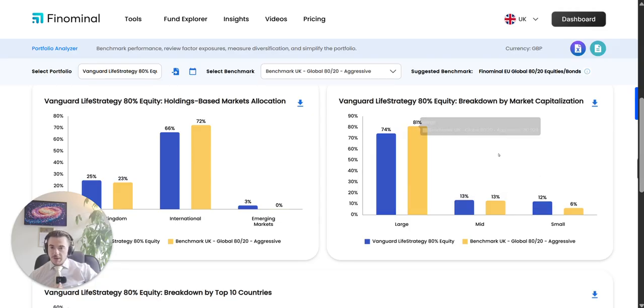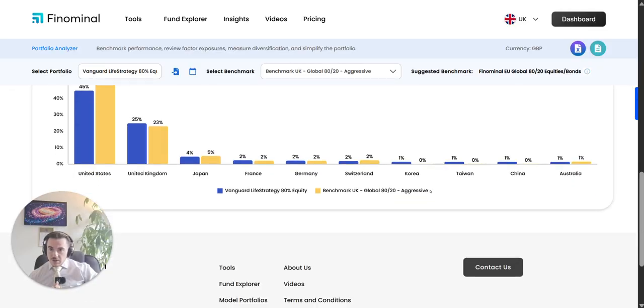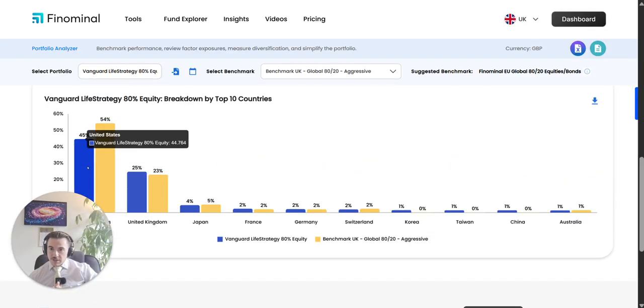So again, very comparable to that benchmark index as well, to note. Now let's look at countries. So we can see a 45% invested in the US versus the benchmark's 54% in the US, so slightly less US exposure than the benchmark portfolio.